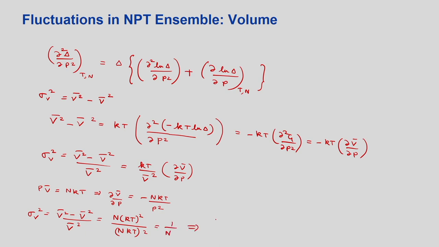So again we see that the fractional fluctuation is inversely proportional to the number of particles, in the case of volume also. Both for energy as well as volume, in an isobaric isothermal ensemble, it goes inversely with the number of particles. This was an important exercise because all these expressions have a profound effect on the fluctuations of those variables which are not held constant. That is why I went through a detailed derivation, and we have found the fluctuation in the case of the canonical ensemble and the isobaric isothermal ensemble.